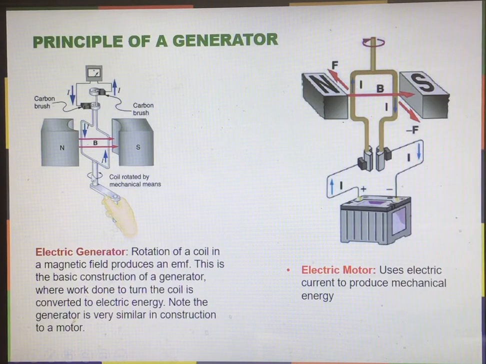So again, basically what we're doing is that we're using the mechanical energy here. Just by rotating this loop, we change the amount of magnetic field lines that go through the loop, and the changing action is what is responsible for generating a current. So a generator uses the principle of electromagnetic induction.